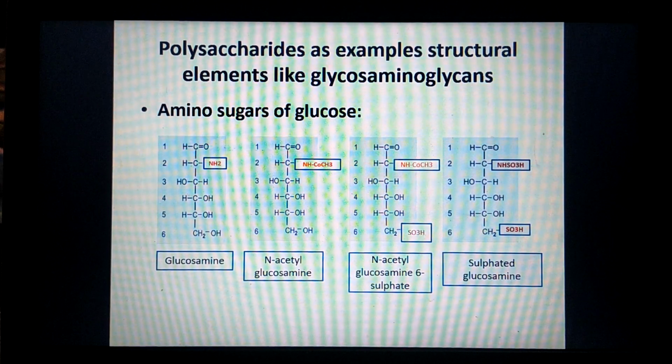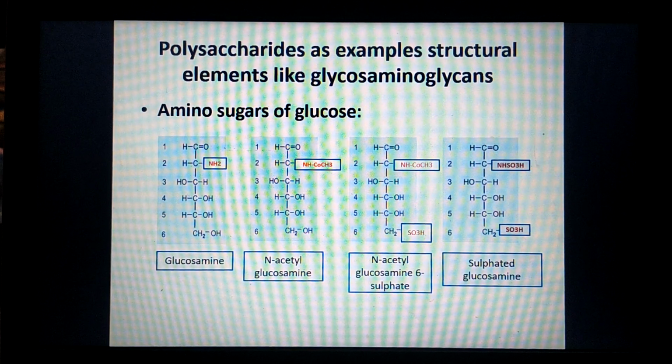So this is the diagrammatic representation of various amino sugars. First is glucosamine. In this case, at the second position, the OH group of glucose is replaced by an amino group to form glucosamine. In the next, the acetyl group, that is COCH3 group, attaches to the amino group by replacing its hydrogen atom.